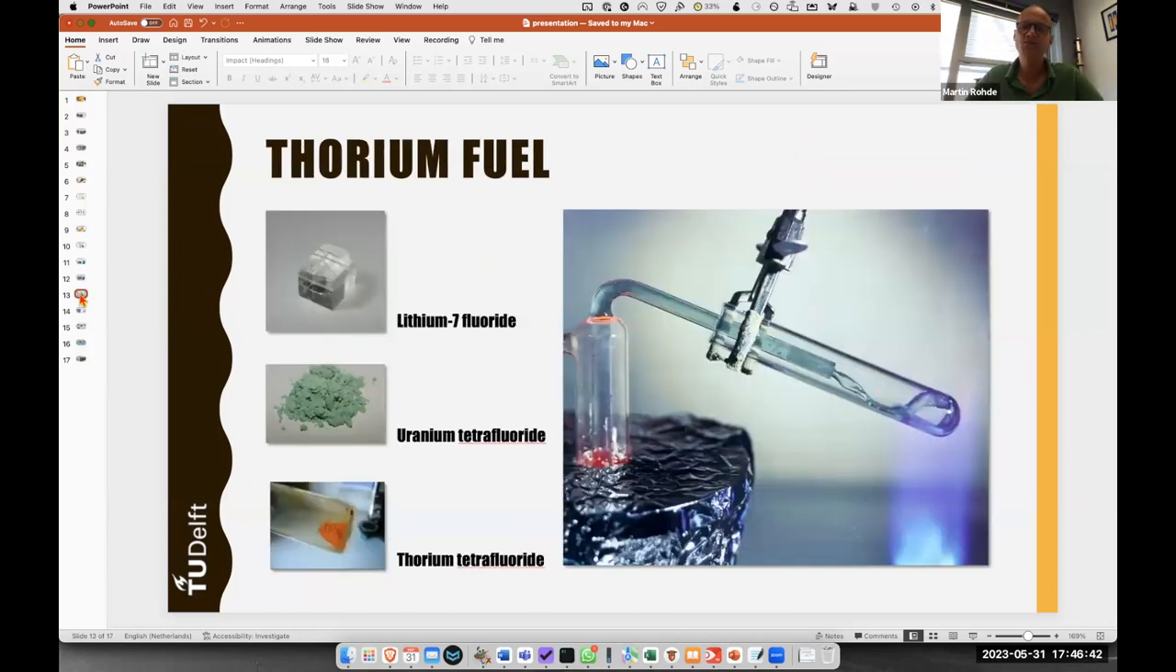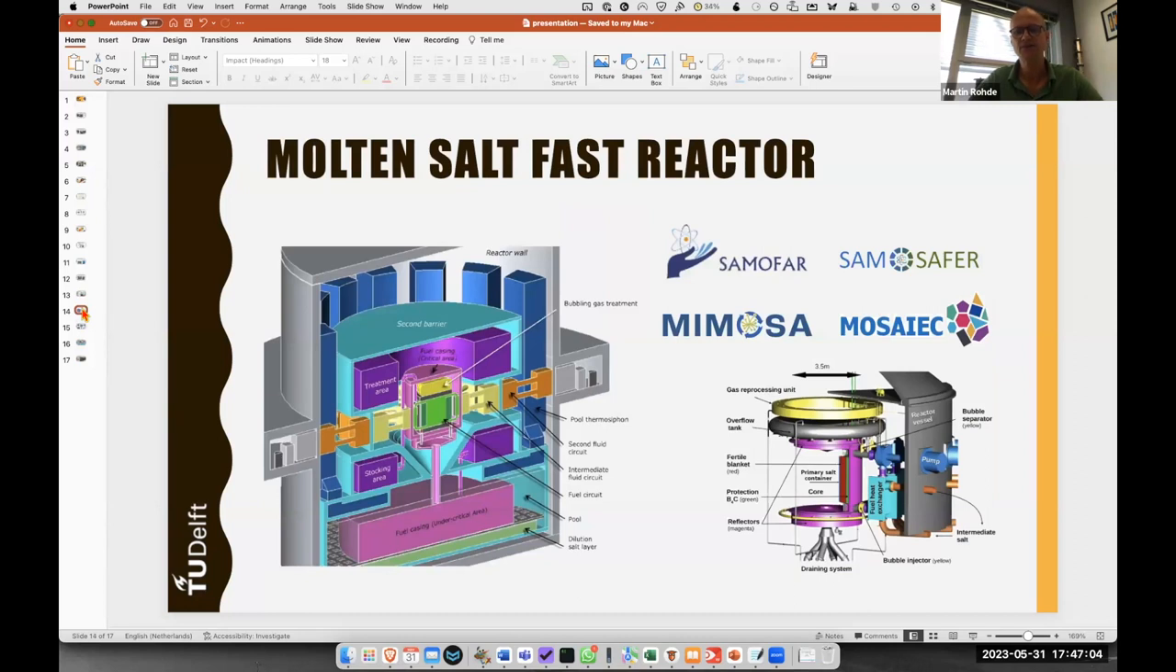Now, what does the thorium fuel look like? It's a mixture of lithium fluoride, which is actually the solvent. And then we have the uranium tetrafluoride and the thorium tetrafluoride dissolved in the lithium-7 fluoride. It's a salt mixture with a temperature of about 750 degrees Celsius in such a reactor.